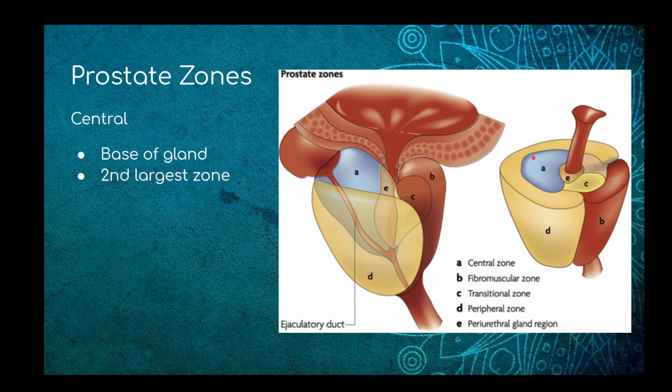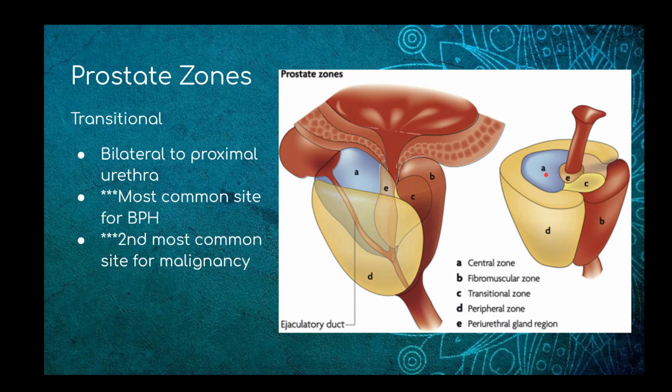Okay, so the next largest zone is the central zone, and this again is more towards the back or the base of the prostate, and this is the second largest zone. That's really all you need to know about that one.